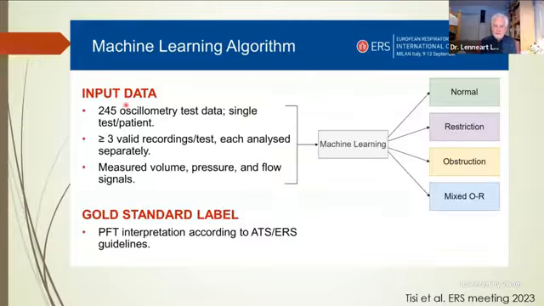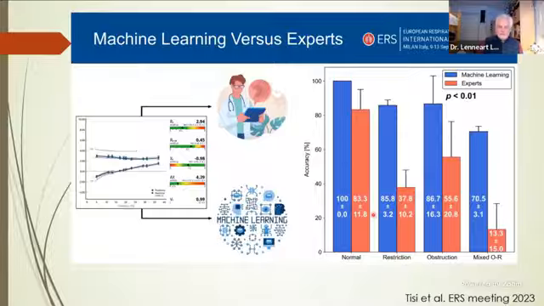They fed the algorithm a lot of reference data and taught the machine to identify normal, restrictive, obstructive, and mixed obstructive-restrictive disease. All this was done by standard ATS-ERS guidelines. Then they submitted oscillometry data only to a number of experts in oscillometry. I was actually one of the experts, and we were asked to grade the patients we saw in these 4 categories.